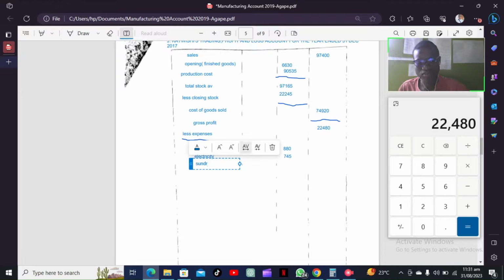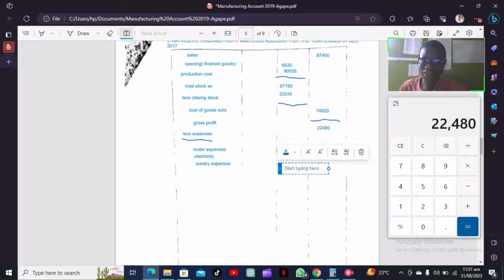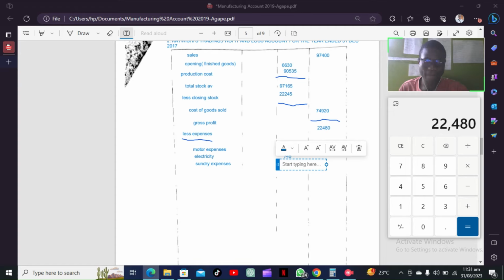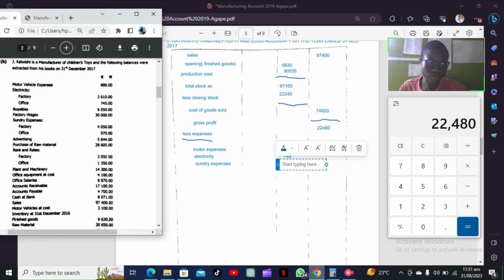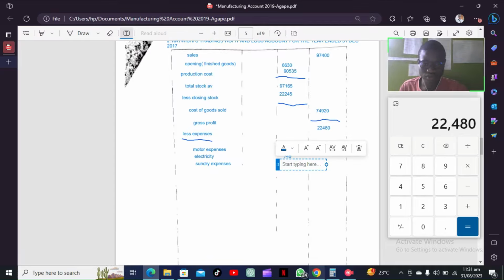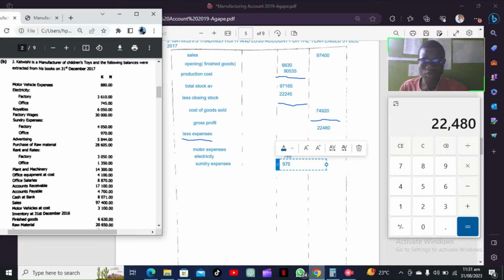Sundry expenses. How much was the figure? There's no adjustment, so we're going to bring it on the middle column. How much was it? So this figure was for the office, it was 970. So we're going to enter our 970.